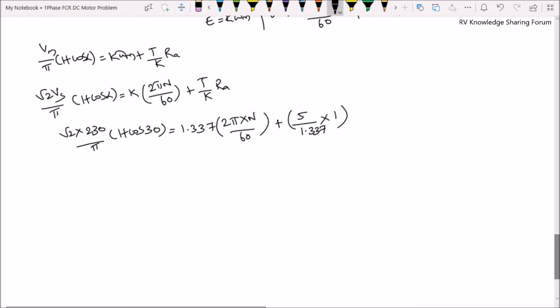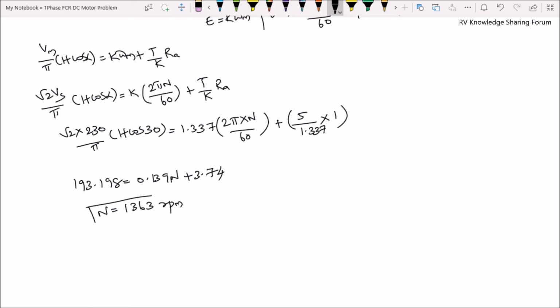If we solve this, we will get 193.198, which is equal to 0.139 n plus 3.74. Solving this, we get the speed n equal to 1363 rpm. So the speed value is 1363 rpm under the firing angle alpha equal to 30 degrees and the torque equal to 5 Newton meters.